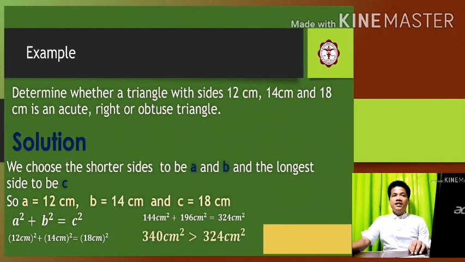Is 340 centimeters squared equal to 324 centimeters squared? No, 340 centimeters squared is greater than 324 centimeters squared. As you can see, the value of c squared is 324, and the value of the sum of the squares of a and b is 340 centimeters squared. c squared is less than a squared plus b squared. Therefore, this triangle with sides 12 centimeters, 14 centimeters, and 18 centimeters is an acute triangle.